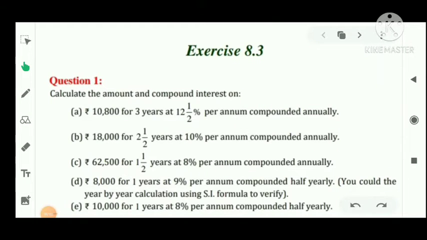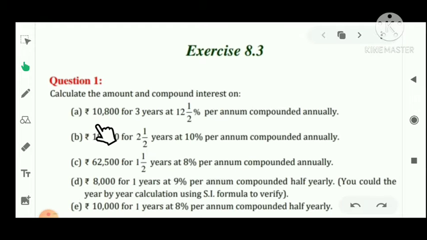Hello students, today I will start chapter number 8, exercise number 8.3. Let's see the question number 1. In question number 1, you have to calculate the amount and the compound interest on these questions. Let's see the A part.